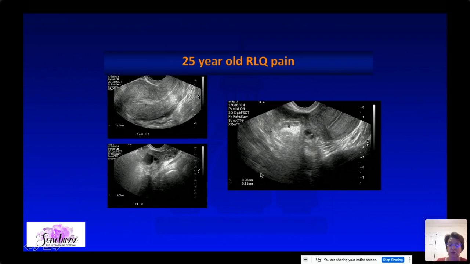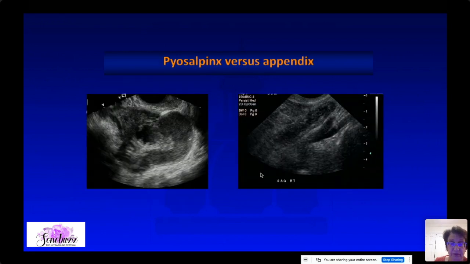on the endovaginal images. So how do you tell the difference, especially for the residents who are not used to seeing as many cases as we do, between pyosalpinx and appendix? Well, in pyosalpinx, it's the outer border that's echogenic, and you have internal echoes within it with thickened septation, whereas the appendix will have a gut signature with the inner layer of the mucosa that is echogenic, and then the outer layer that is hypoechoic.